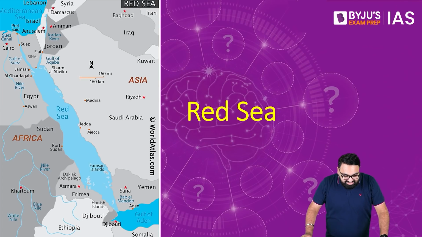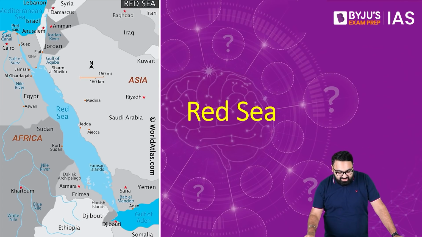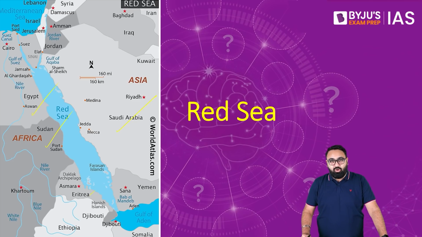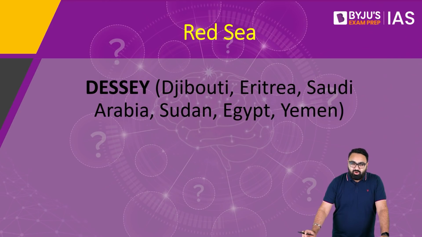Next, we have the Red Sea. That is towards the western part of India. Red Sea is a water body that is surrounded by nations such as Saudi Arabia, we have Sudan, we have Egypt, we also have Eritrea. Let's see how can we make it easier for you. For Red Sea, the easiest mnemonic is DESSEY.